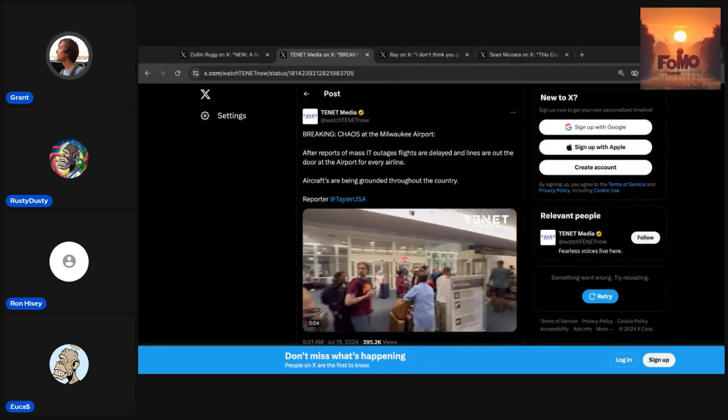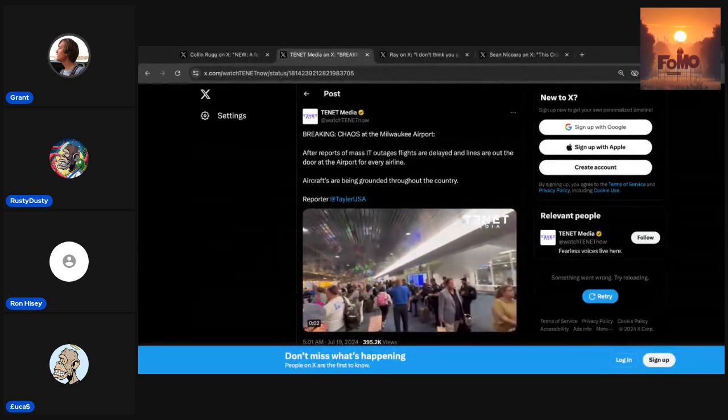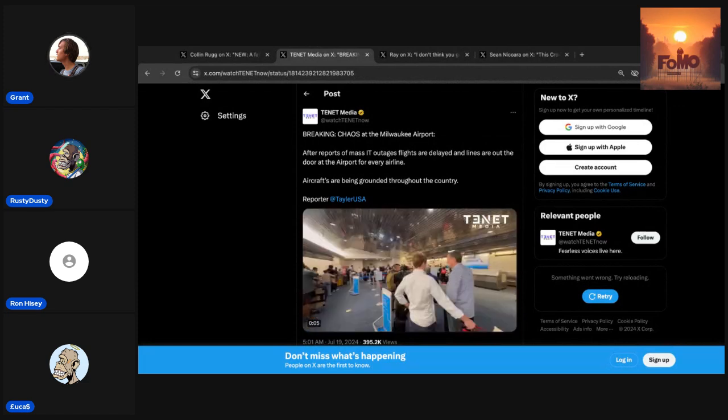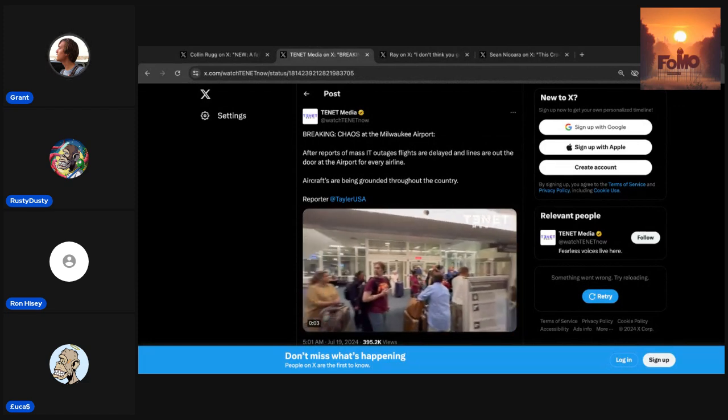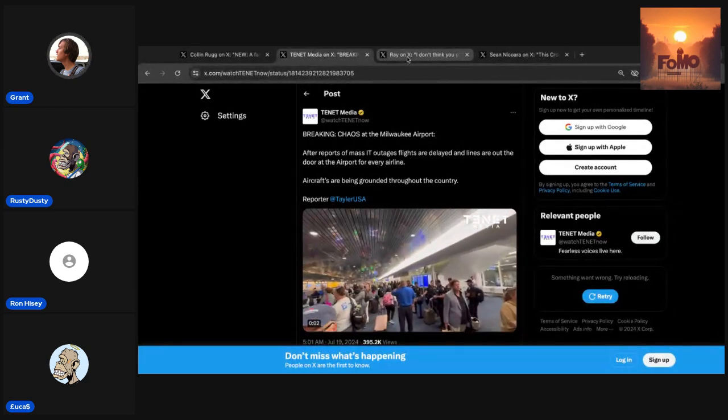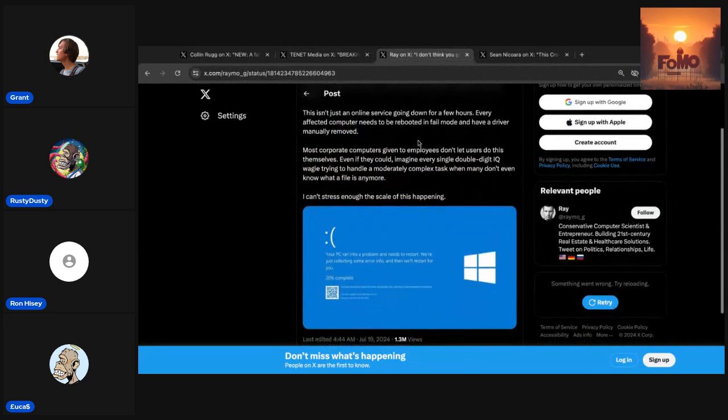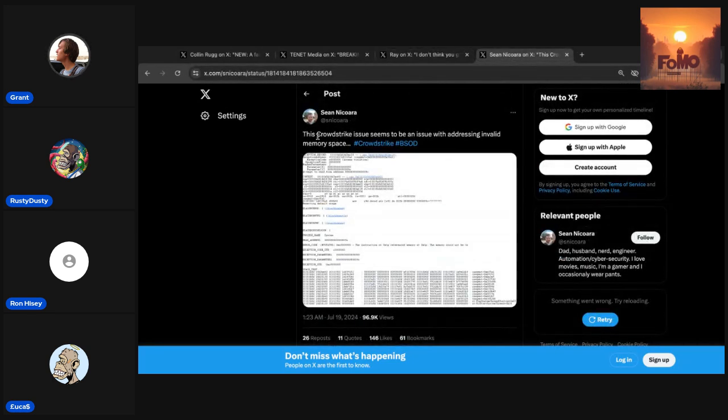You've got all the terminals have these very weird displays where they're showing this special Windows screen like this, where it says, there's a problem and you need to restart your computer. All of this apparently has been caused by an update that was pushed by a security company called Crowdstrike.